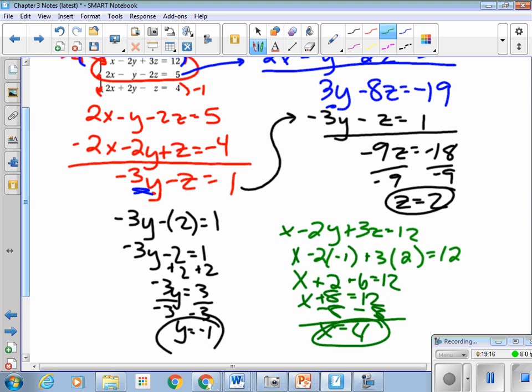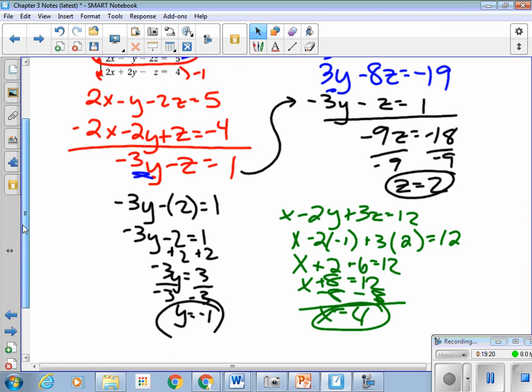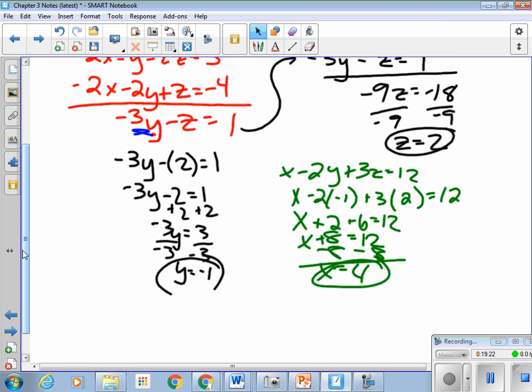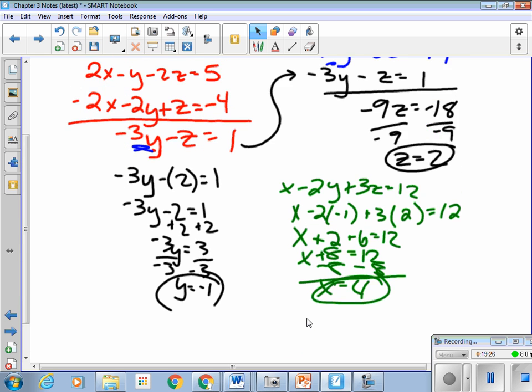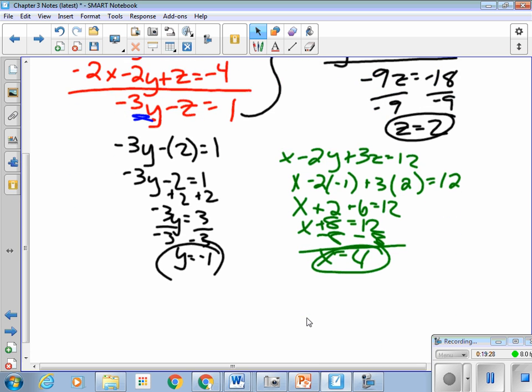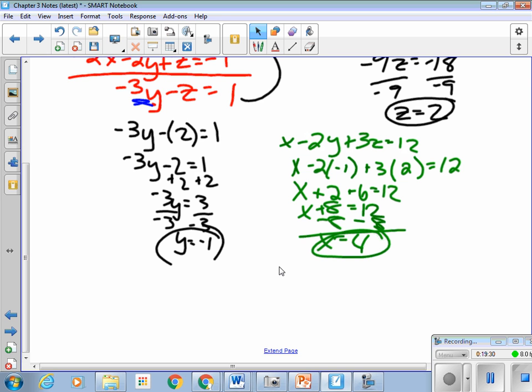Let's write it all as an ordered pair. Okay. So we write that all as an ordered pair. 4, comma, negative 1, comma, 2, close parenthesis. That is our answer. You only had a hard time doing that.